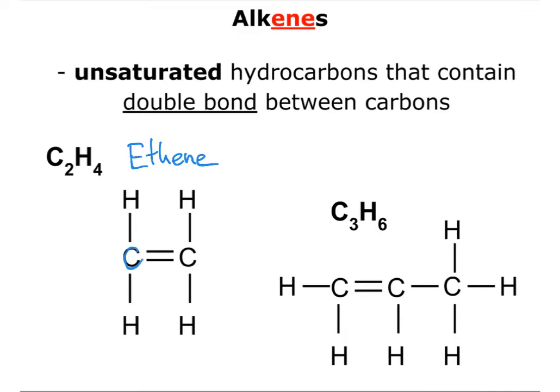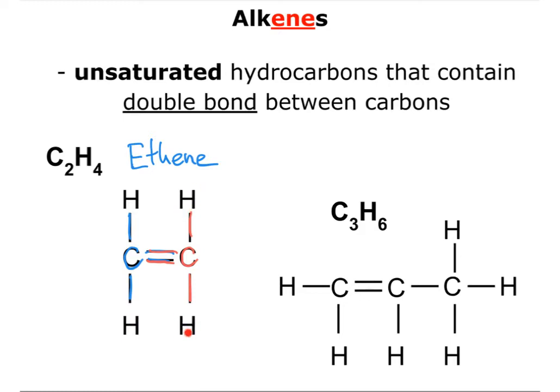This carbon has 1, 2, 3, 4 bonds. This carbon also has 4 bonds: 1, 2, 3, 4. Because these two carbons are holding on to each other, they have fewer free electrons to bind to hydrogens, and each carbon here has only two hydrogens bound to it.